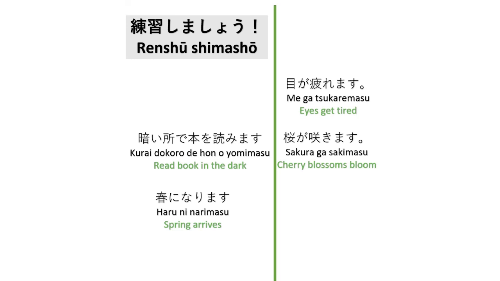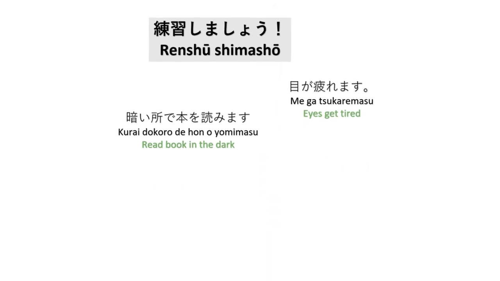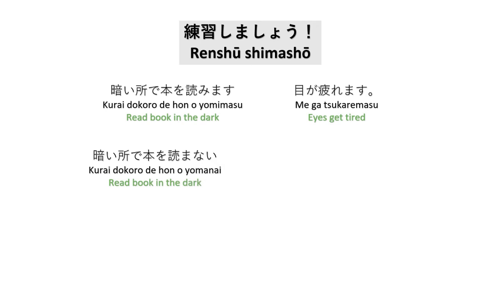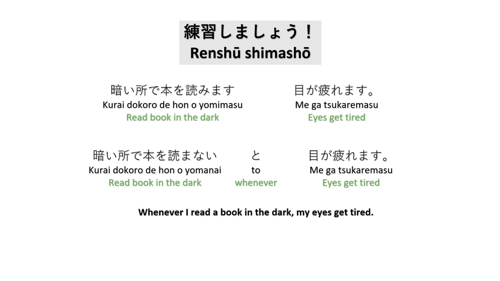Next, read the book in the dark. So, what happens if you read a book in the dark? Your eyes get tired. So here we have kurai tokoro de hon o yomimasu, me ga tsukaremasu. Here we change it to the present negative casual. Kurai tokoro de hon o yomanai to me ga tsukaremasu. Whenever I read a book in the dark, my eyes get tired.